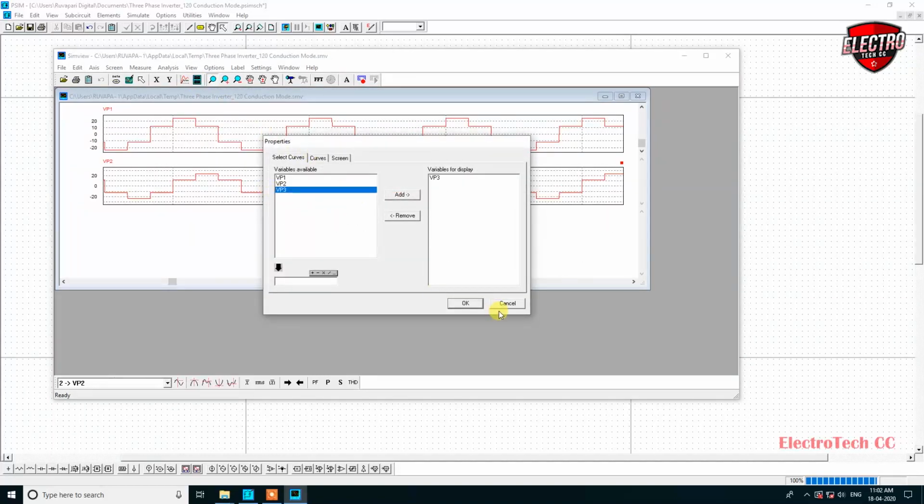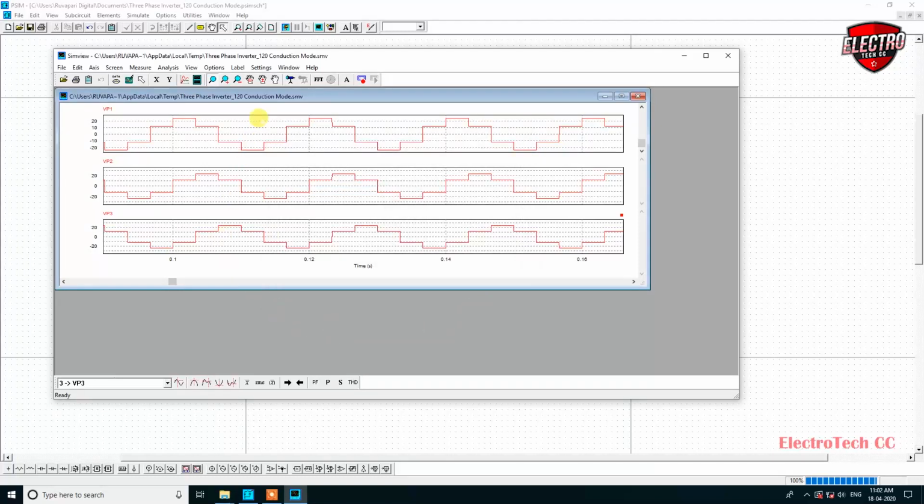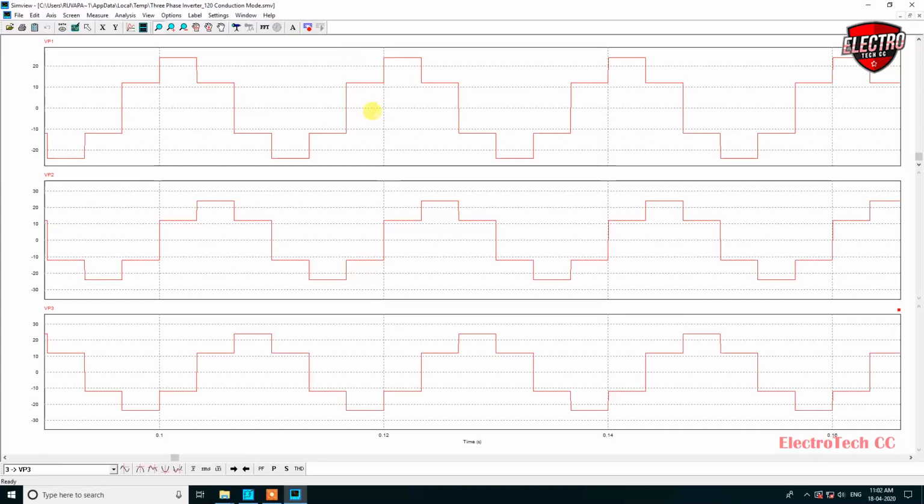So these three waveforms show us the line voltage between each phase, and the phase shift between each line voltage is 120 degrees, as shown in the waveform.